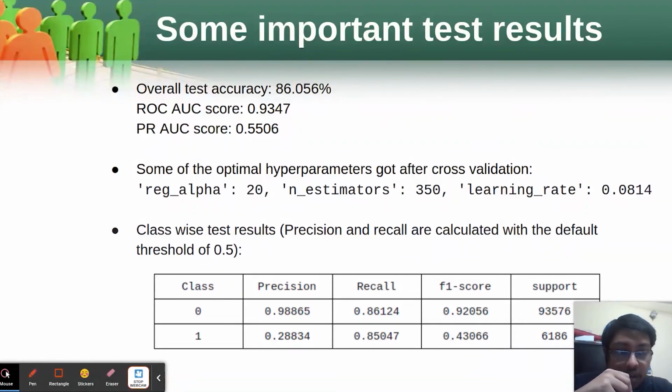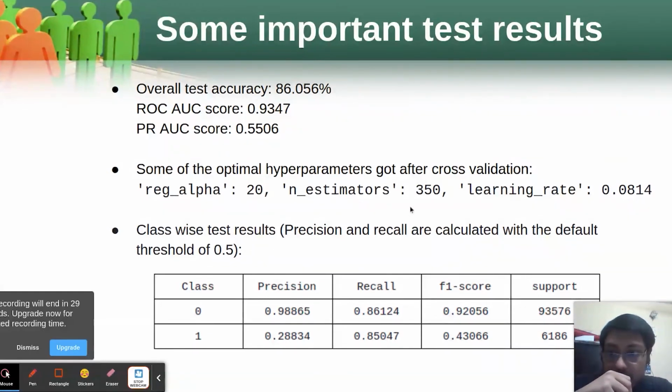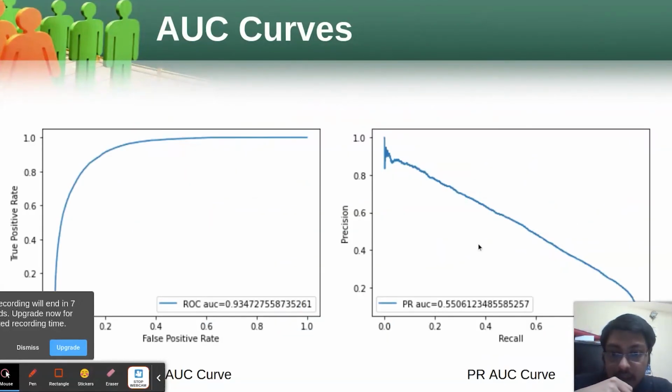Around 20% of the data in the training dataset is used as validation data. And here are some optimal hyperparameters we got after doing the k-fold cross validation. Here the reg alpha is 20, the n estimators is 350, and the learning rate is 0.08. And here are the class-wise test results, where the precision and recall were computed using the default threshold value of 0.5. Here you can see the test results class-wise. And lastly, here are the ROC AUC and PR AUC curves.